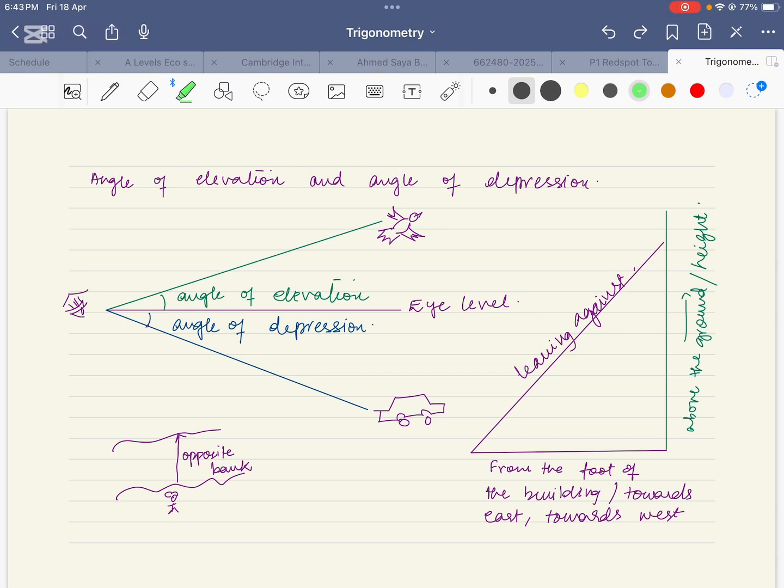There will be an angle of depression when you are looking at a car standing on the level ground from your window. That will be angle of depression, but both the angles are made with the eye level. So for example, if you are looking at a bird, angle of elevation is this one, made with the eye level. And if you're looking at a car, angle of depression is this one, made with the eye level.